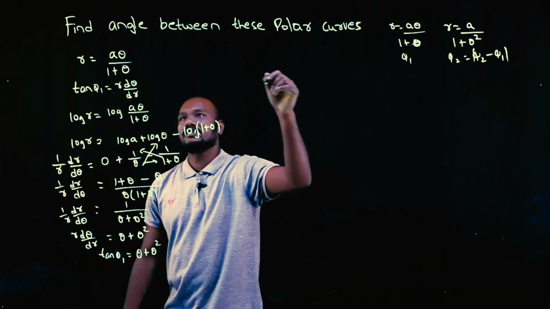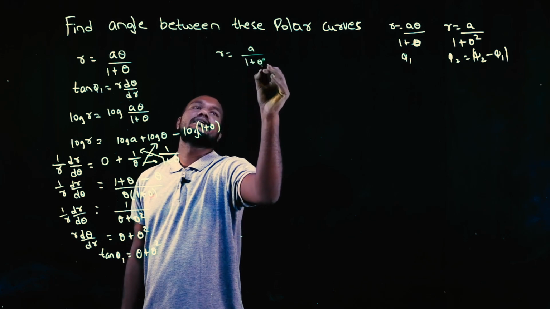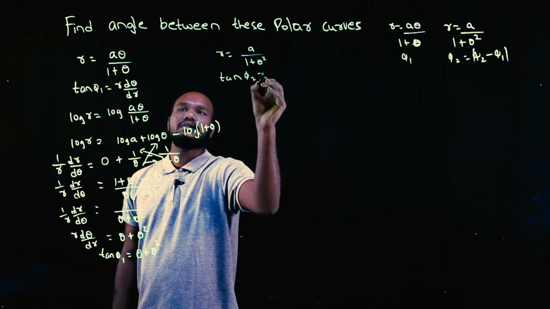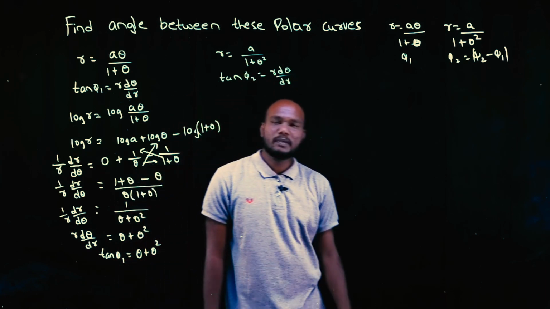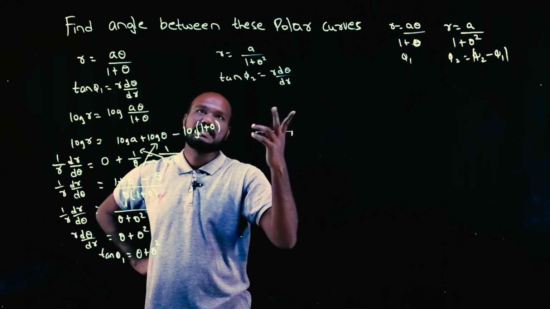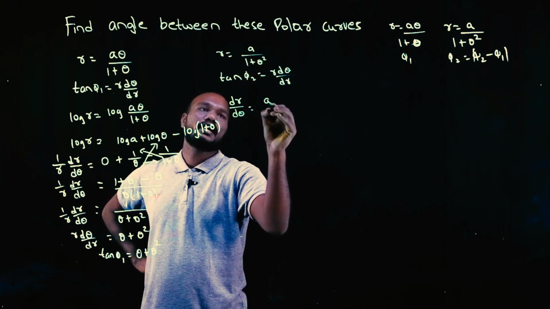Let's go to the second one. r is equal to a by 1 plus theta square. This looks pretty simple because tan phi 2 is equal to r into d theta by dr, and you can just differentiate. This has only a denominator, whereas in the first one numerator and denominator both were there, no?